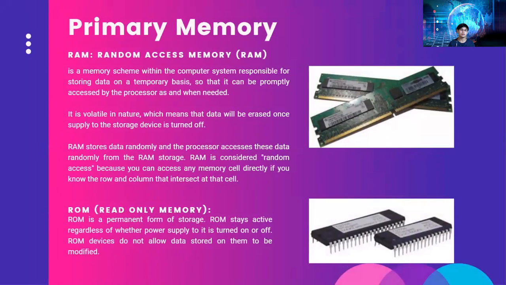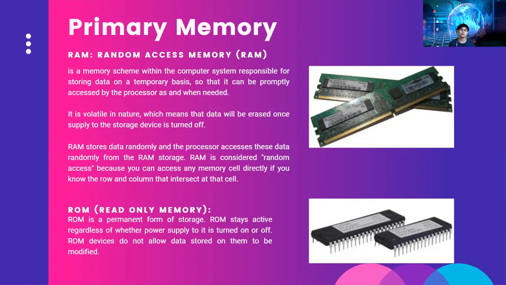So what are the different memories? We have the primary memories and secondary memories of a computer. First memory is the random access memory, or the RAM. So what is the RAM? RAM is a memory scheme within the computer system responsible for storing data on a temporary basis, okay? So that it can be promptly accessed by the processor as and when needed. It is volatile in nature, which means that the data will be erased once the supply to the storage device is turned off. So if the computer is turned off, all the temporarily stored data will be erased.